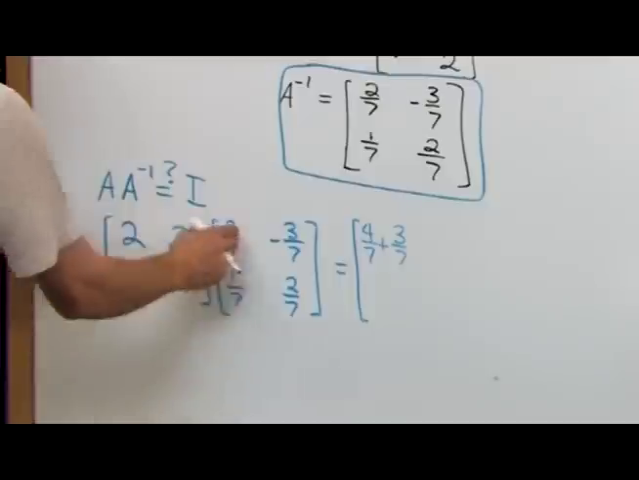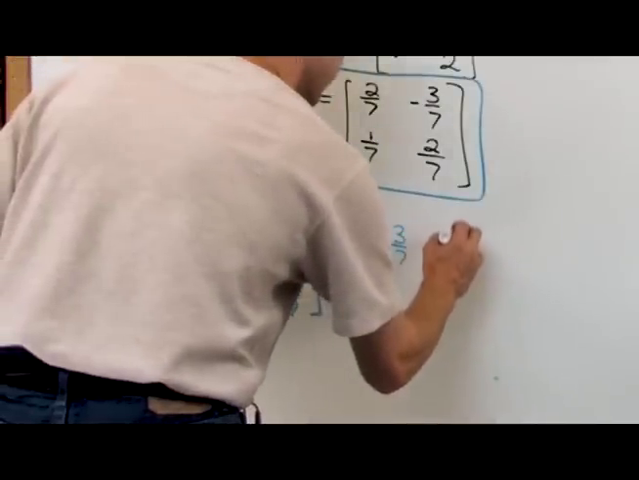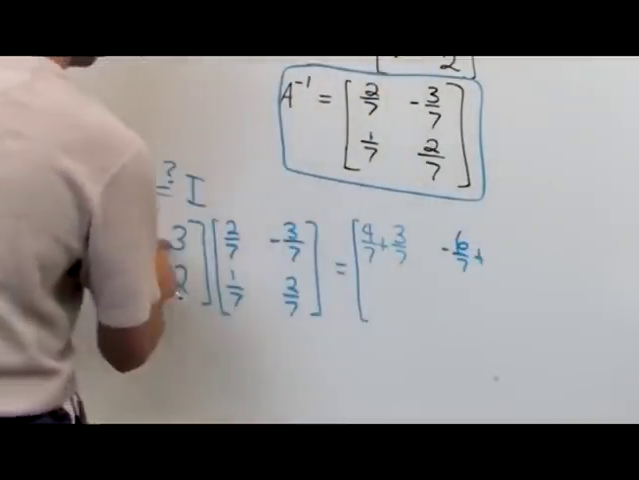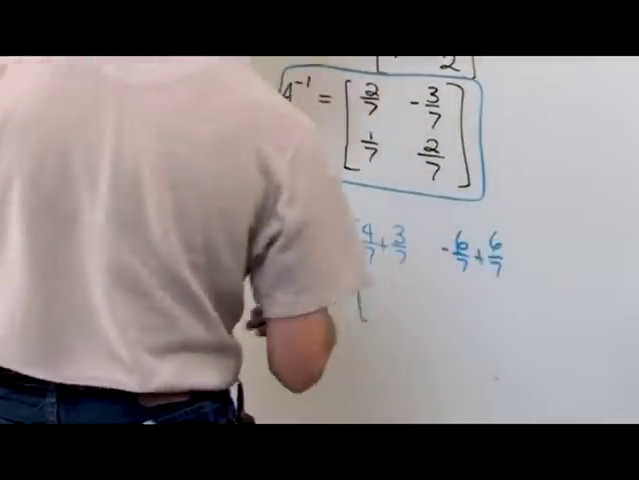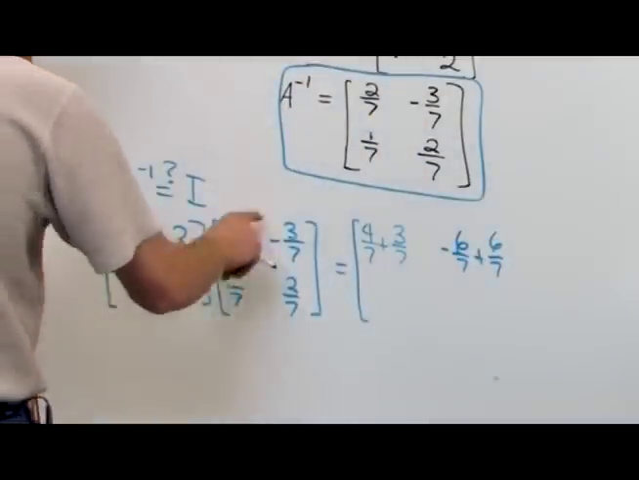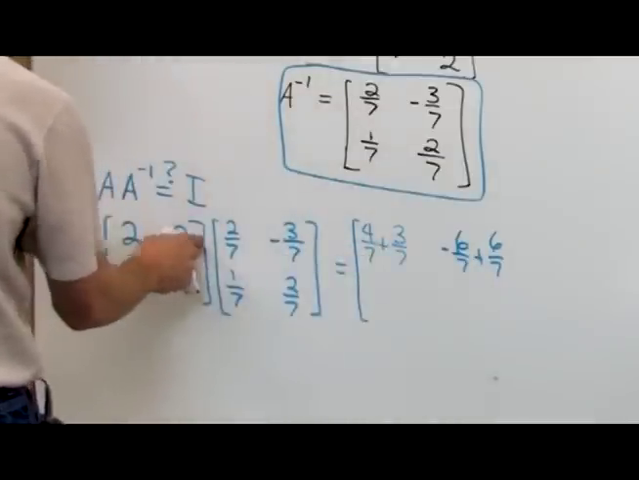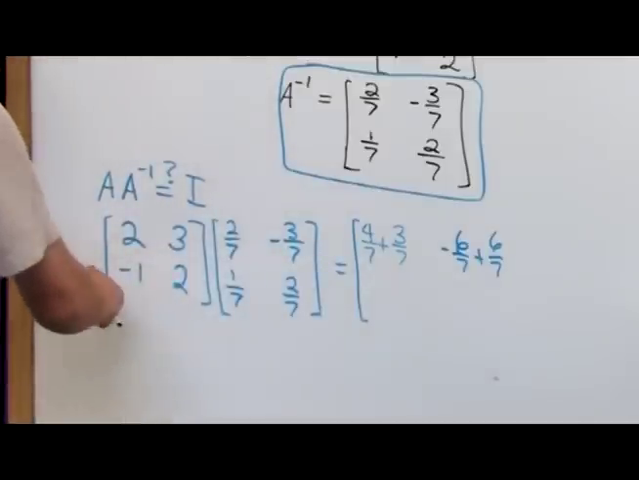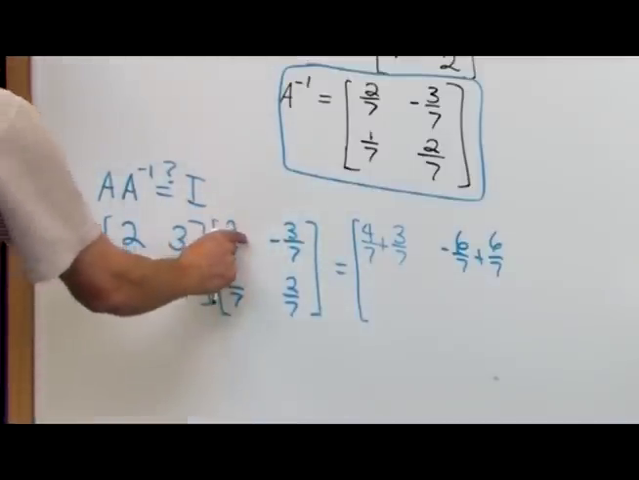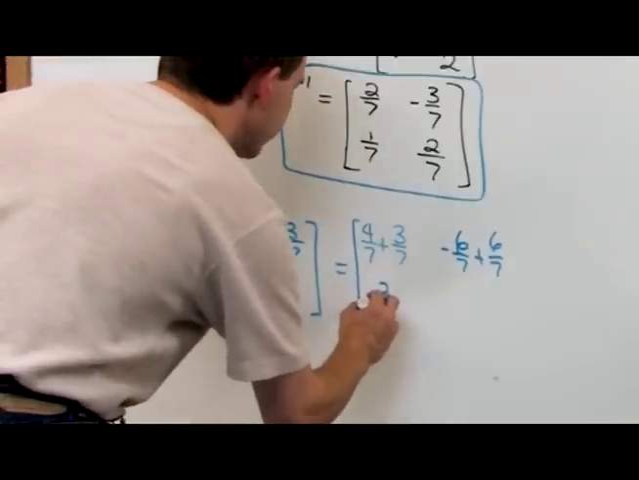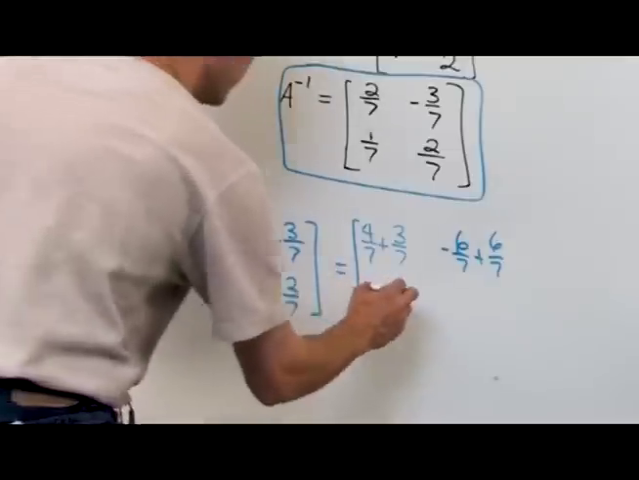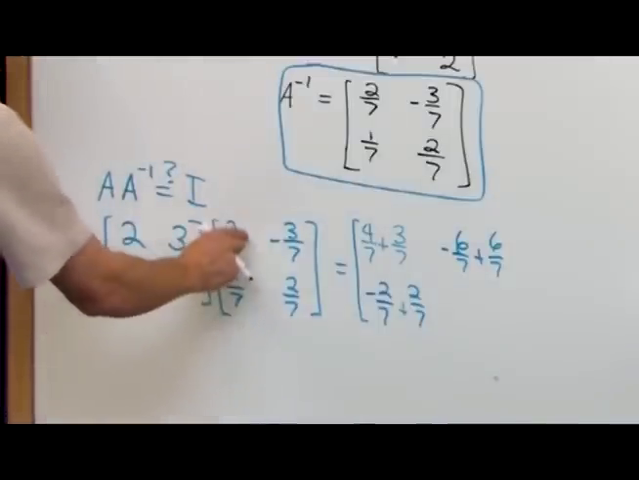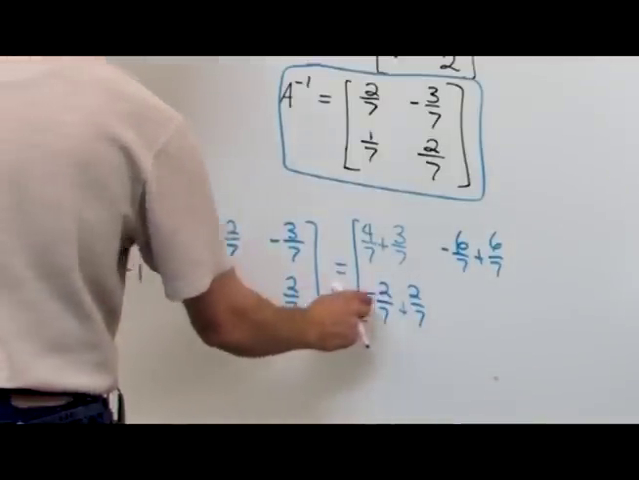Now let's move over and do it for this column. Over and down. 2 times negative 3/7 is negative 6/7, plus 3 times 2/7, which is positive 6/7. Again, over and down: this times this gives me this, plus this times this gives me this. Now I can't go any further because I've run out of columns. Now move to the next row. Over and down. Negative 1 times 2/7 is negative 2/7, plus 2 times 1/7 is 2/7.